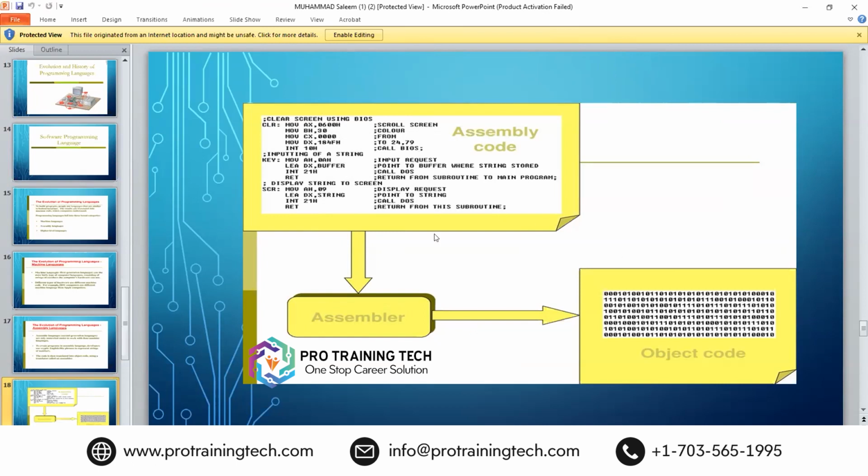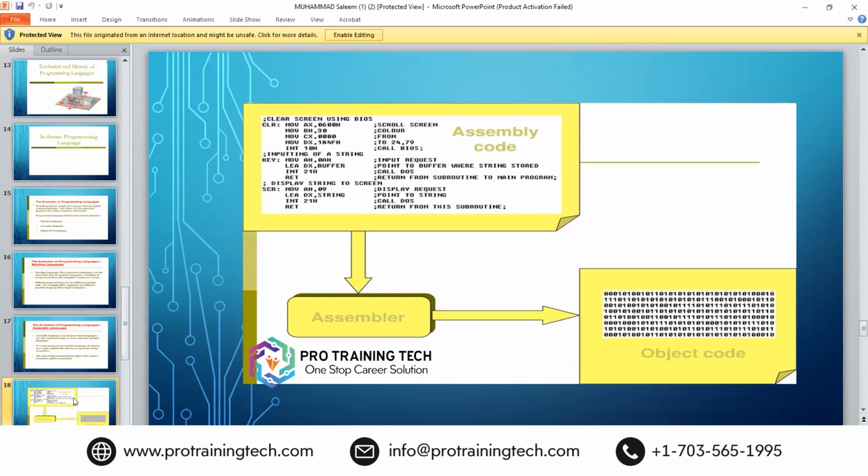In the diagram, I have shown you this example: this is your assembly code and this is your assembler. The assembly code comes to the assembler, and the assembler automatically converts this assembly language into machine language, and then our computer performs the task by reading this machine language. So this is how assembly language was introduced and how it worked. Any confusion, any question, guys, up to here?